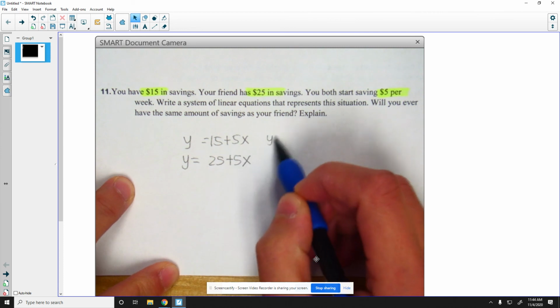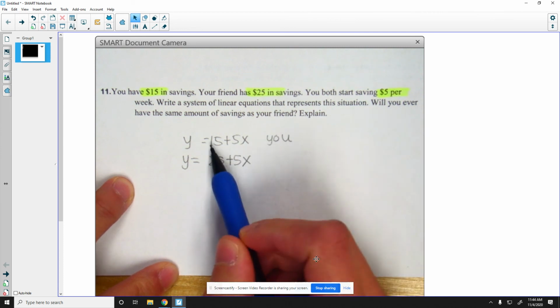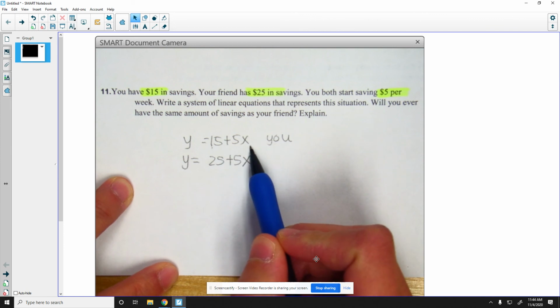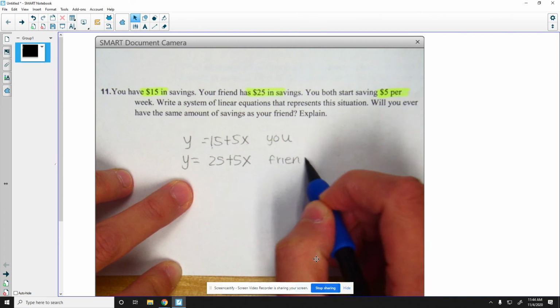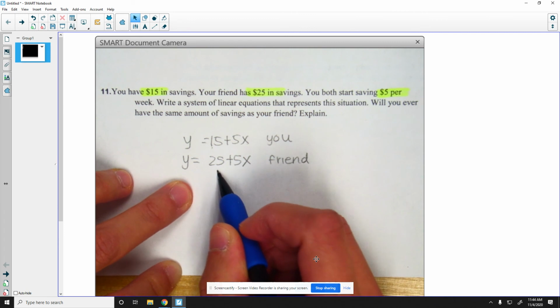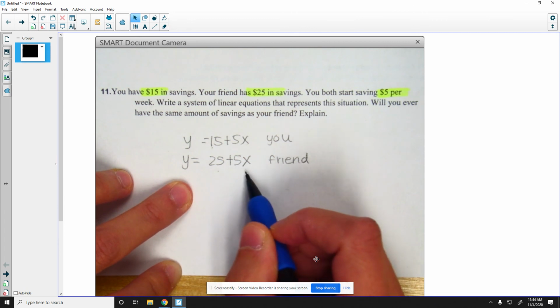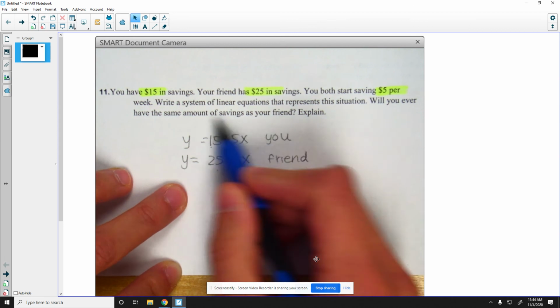Okay, so here's you. You have $15, so you're at 15. You save $5 a week, so it's plus 5x. And then here's your friend. Your friend has $25 and you save 5x, so $5 a week. Okay, so that's what we're doing. And so this is what you're solving.